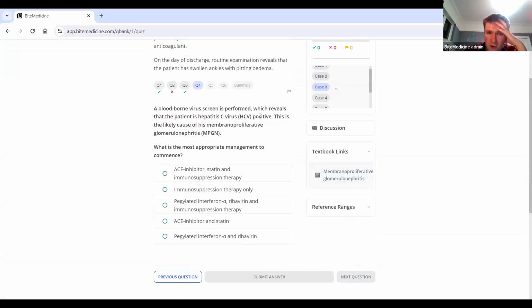Blood-borne virus screen is performed, which reveals the patient's hepatitis C virus positive. This is the likely cause of his MPGN. What is the most appropriate management to commence? Ooh.